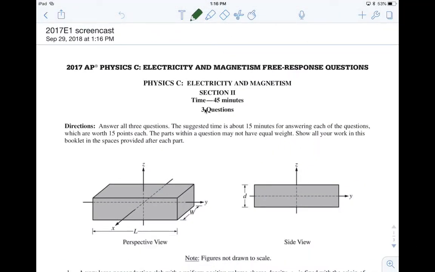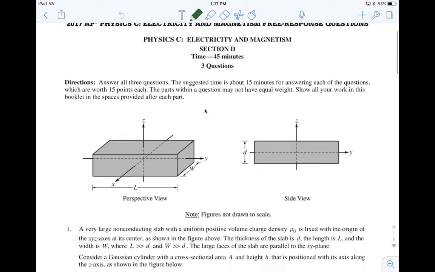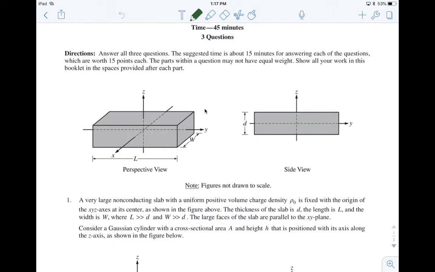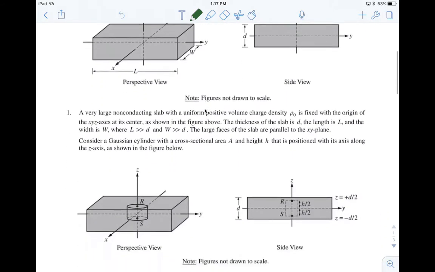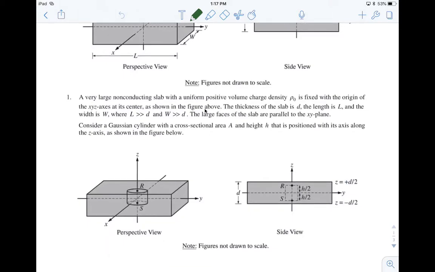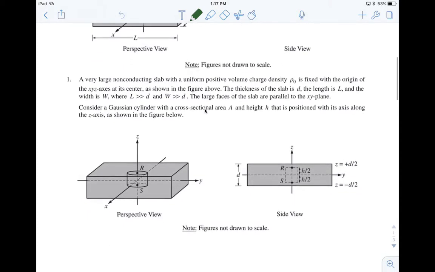Okay, this is 2017's free response question, the first one. It's a Gauss's law problem, and it's a plane of charge. Not really a plane, I guess, because it has thickness, but it has to do with applying Gauss's law in the way that we just learned with planes of charge.